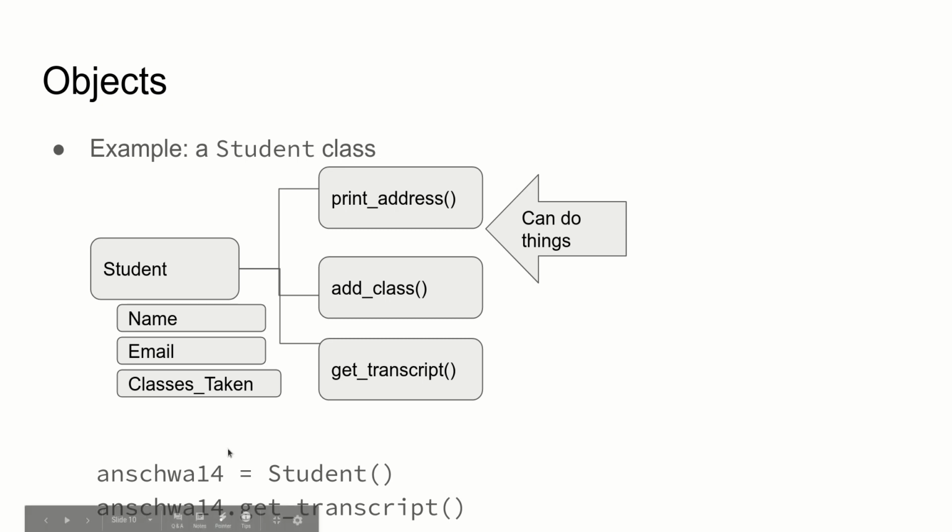So here we see that we're creating a student variable, and we say it equals student, parentheses. That's calling a function that creates a new object of that type. In this example, we haven't given it any parameters. We will eventually see how we can give it some parameters so that we could specify the student's name and email and classes taken and things like that.